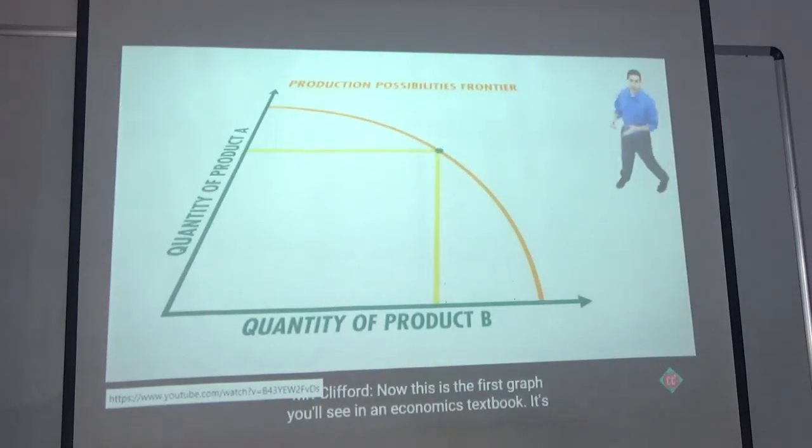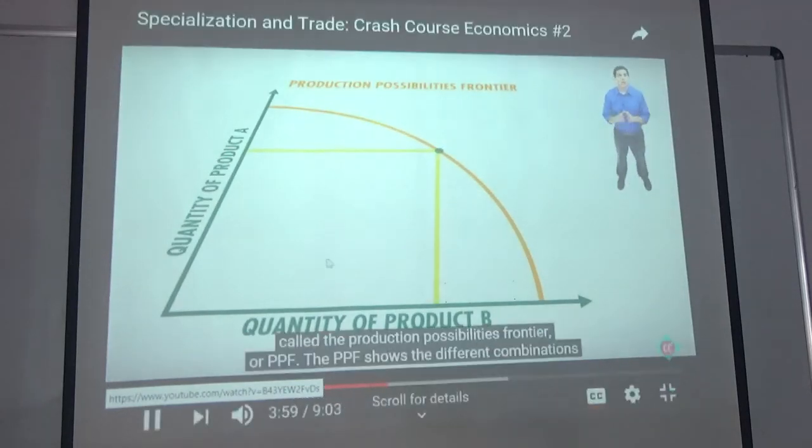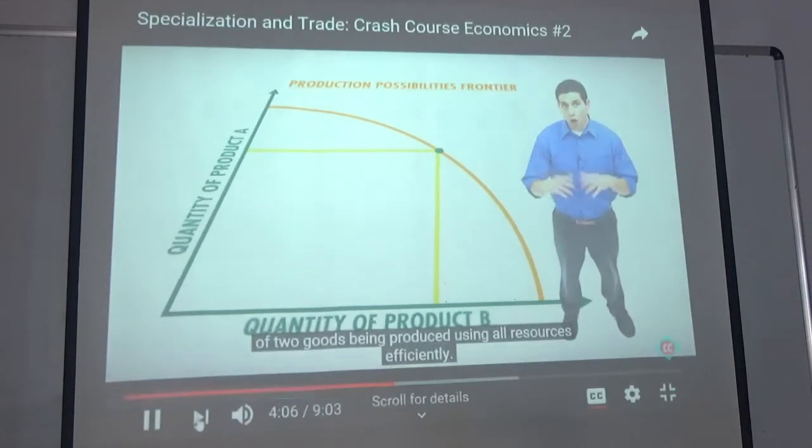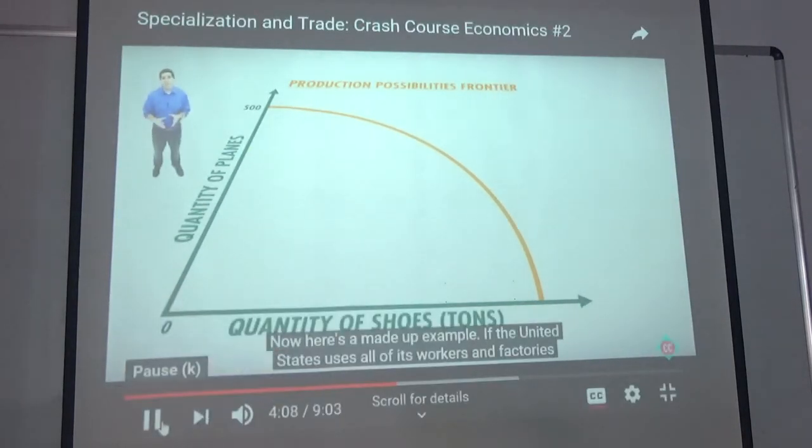Now, this is the first graph you'll see in an economics textbook. It's called the Production Possibilities Frontier, or PPF. The PPF shows the different combinations of two goods being produced using all resources efficiently. Now, here's a made-up example.